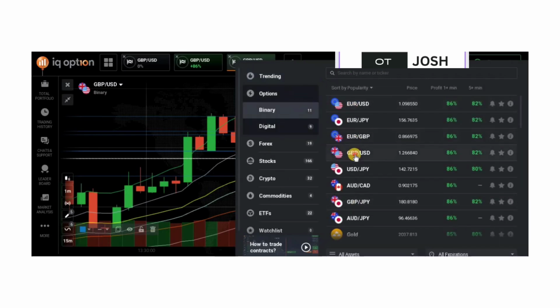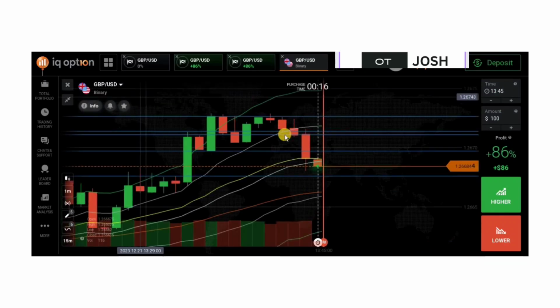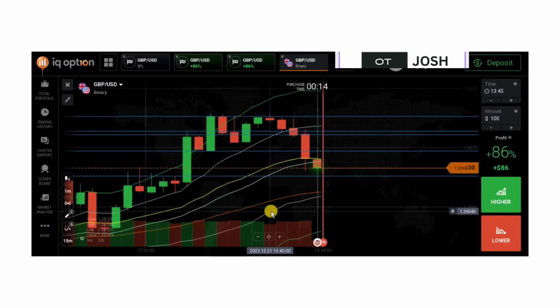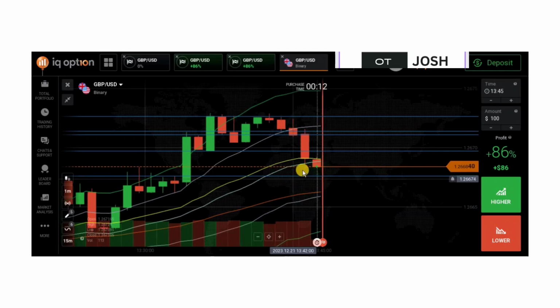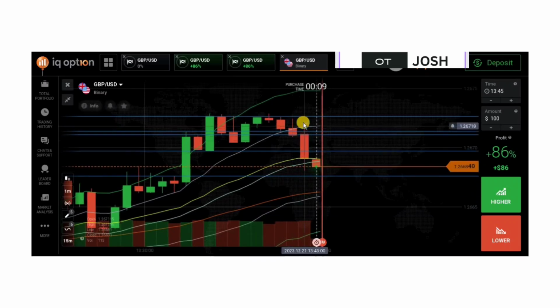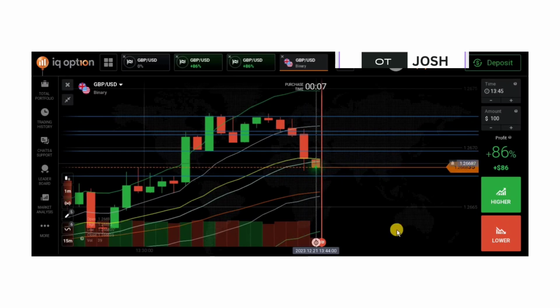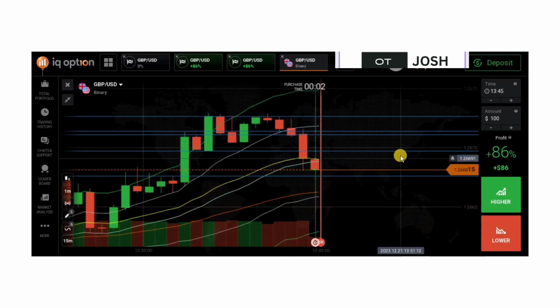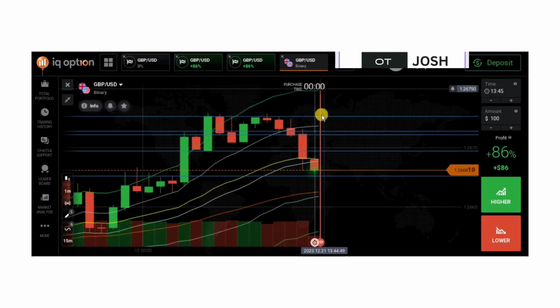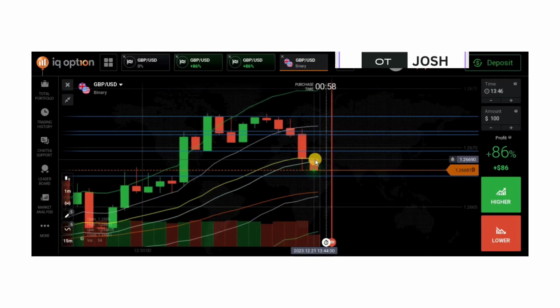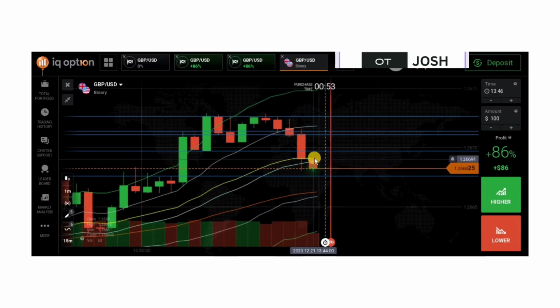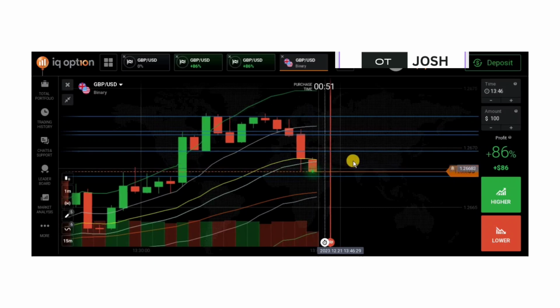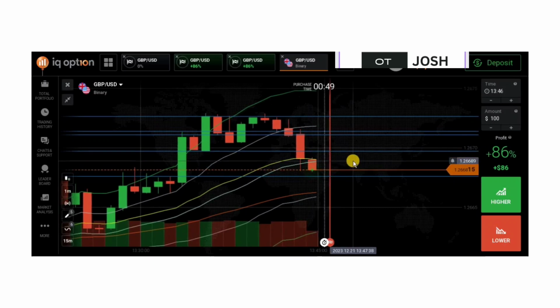Okay, so let's see what we have here. Now, I believe the price will continue to go down, and I think I should be doing a put trade, but I won't do it because the expiration time is over. The price is far away from the point where I would love to trade from. So let's wait. After this candle, we'll look at what we have and we'll trade. Oh, okay.